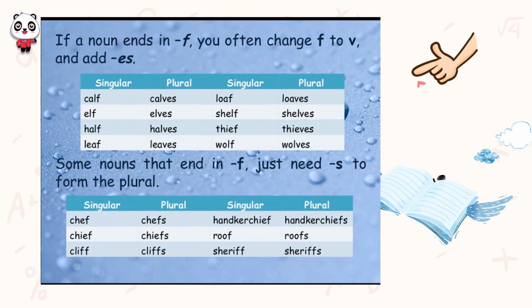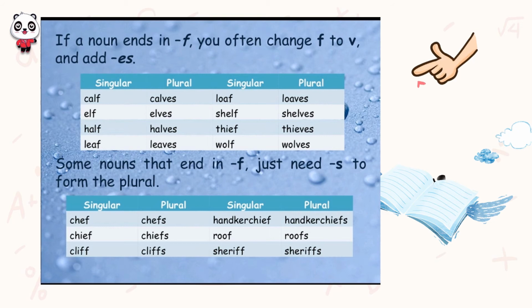Loaves. Thief, change f to v and add es. Thieves. Or remove f and add ves. Thieves. As well as some nouns that end in f just need s to form the plural. Look. Chief, chiefs, not chieves. Add only s, without removing any letter.